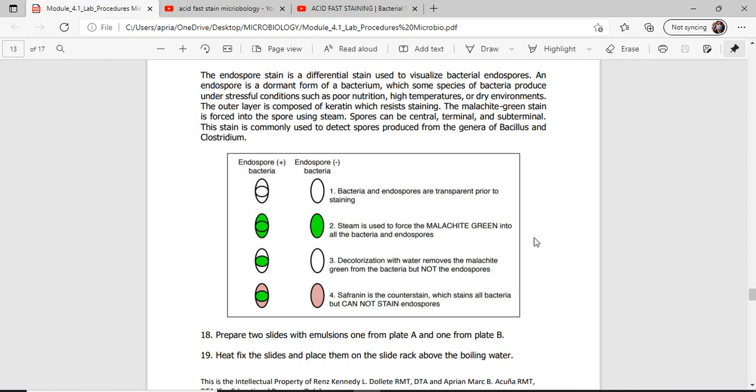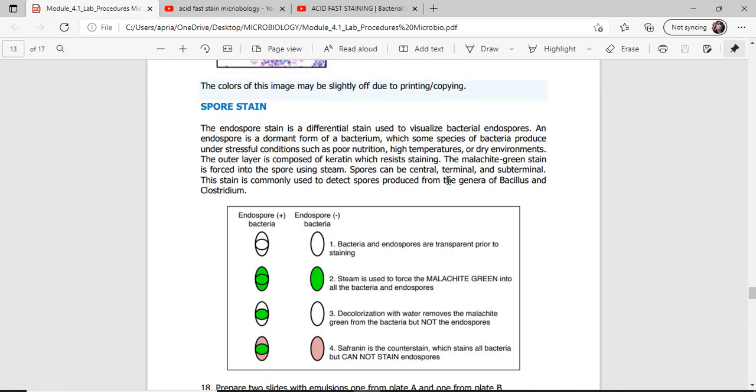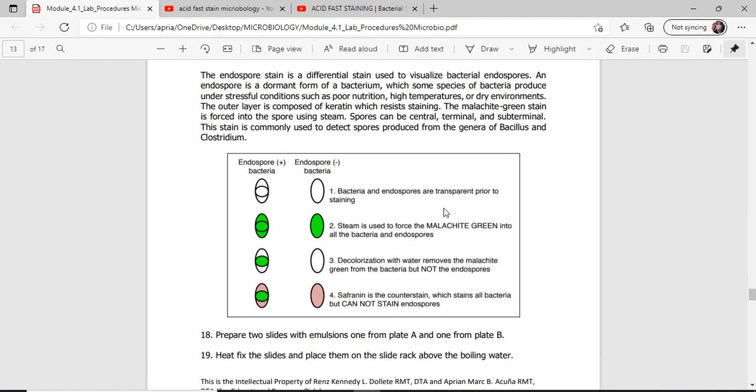Then it can be centered. Just remember the spore positions: where you see your spore, you have central, terminal, and subterminal. This stain is commonly used to detect spore-producing genera such as Bacillus and Clostridium. Here you have endospore-positive bacteria and endospore-negative bacteria.